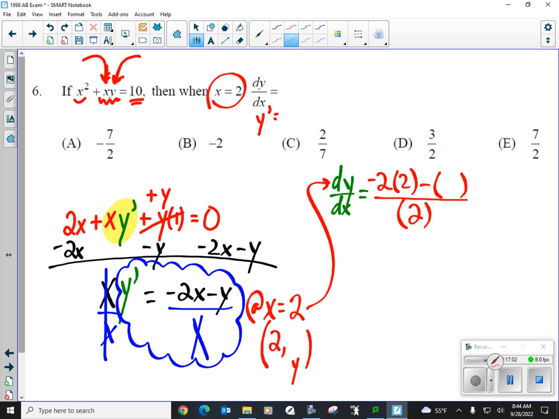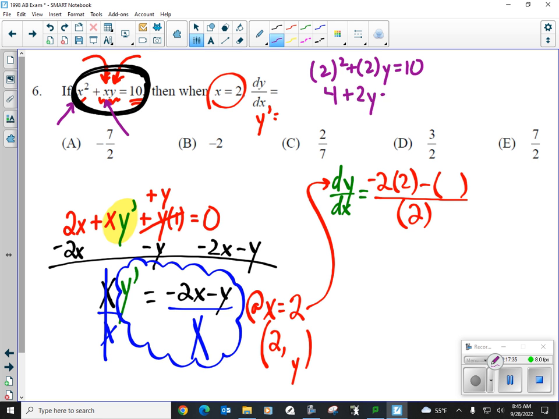I always go back to the original equation. Always go back to the original equation. I'm going to plug in a 2 for x and solve for y. I'm going to put a 2 in for this x and for this x. So I've got 2 squared plus 2 times y equals 10. That's not too bad. That means 4 plus 2y equals 10.